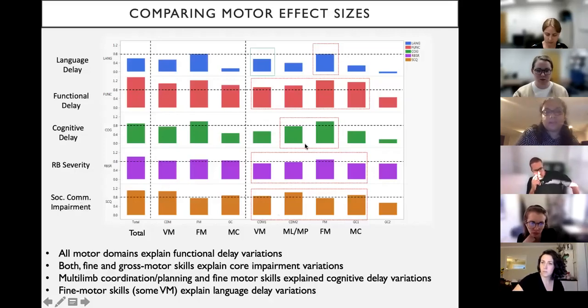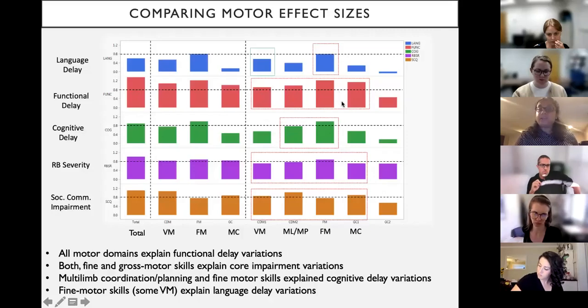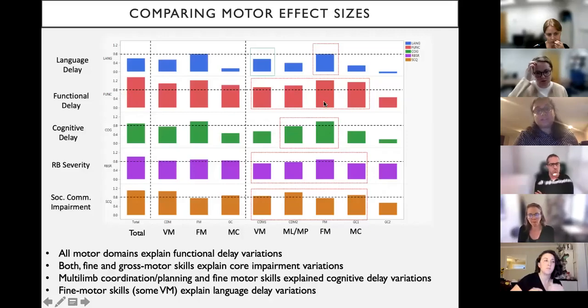So here, I'm looking at cognitive delay. So the next row is cognitive delay, and it looks like fine motor more so, and then multi-limb coordination, motor planning, those 2 relate more to the variation in cognitive delay. And that makes sense, as this could relate to executive functioning and planning. In terms of functional delay, again, this result is not surprising. All forms of motor impairments were relating very strongly and show large effects when explaining functional delays.